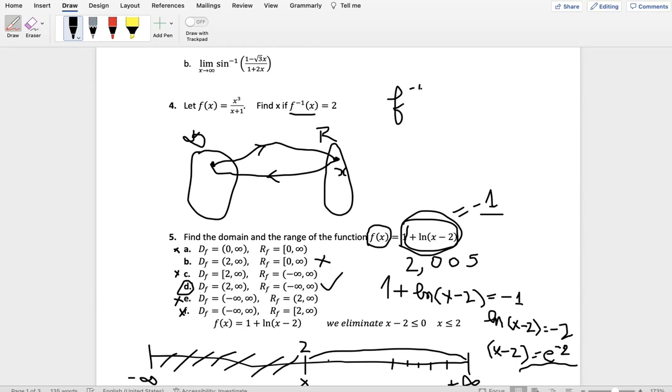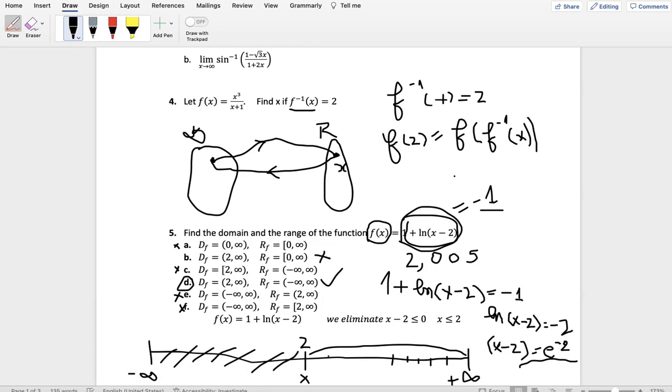When you have f inverse of x is equal to 2, and you plug this into the original function. So let's say you're looking now for f of 2. It's basically just equal to f of f inverse of x. Do you guys understand this up to this point?